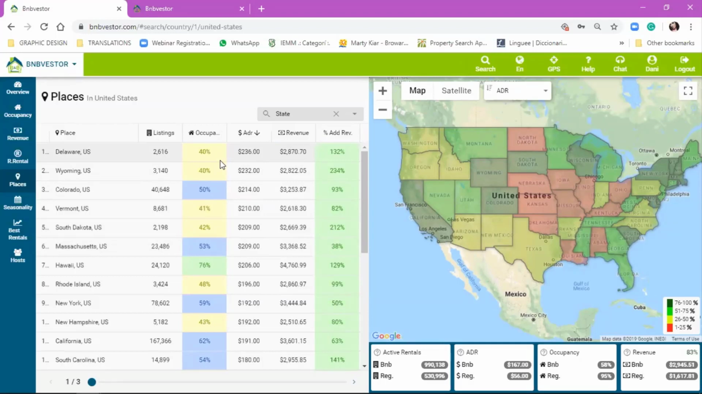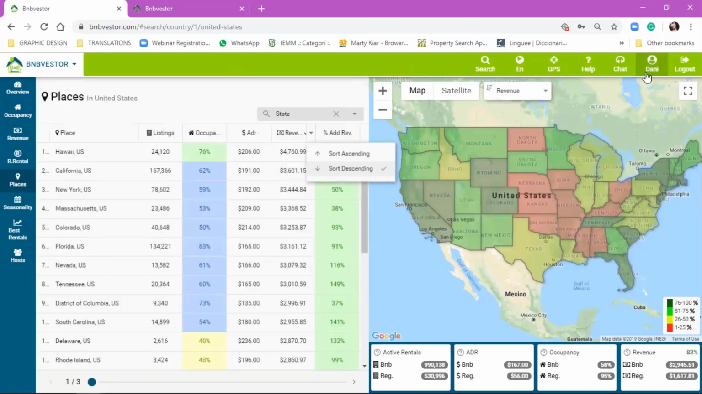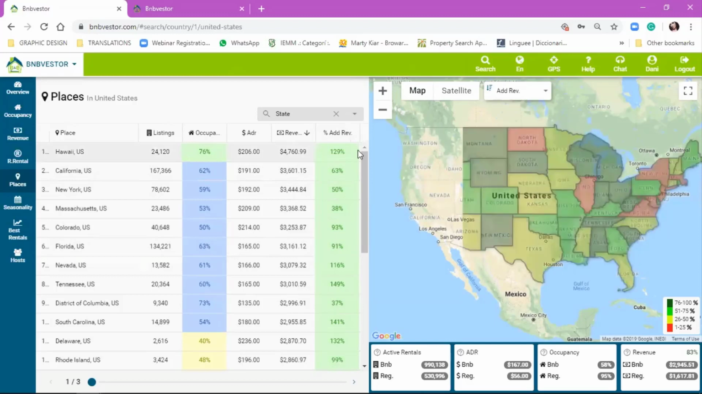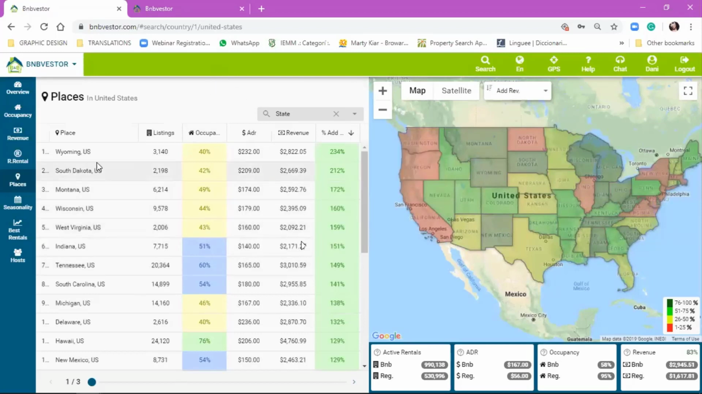So this particular way of operating has been working for them, because you can see their revenue and their additional revenue are pretty high. Then we have the revenue. We are going to sort descending again so we can see. And then for our additional revenue, I'm going to change the distribution here so you can take a look at the states and sort. Okay, there we go. So now we have Wyoming, South Dakota, Montana, and Wisconsin as the top states with the highest additional revenue.